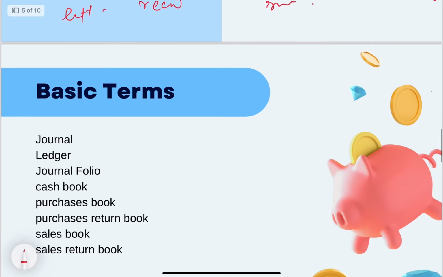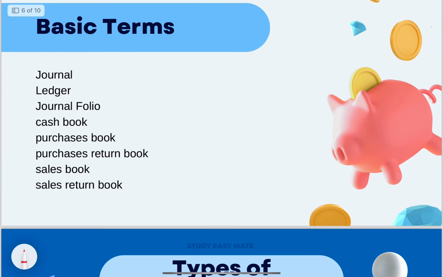So next would be the basic terms. What is a journal? What is a ledger? What is a journal folio? All that. So we'll start with what is a journal.